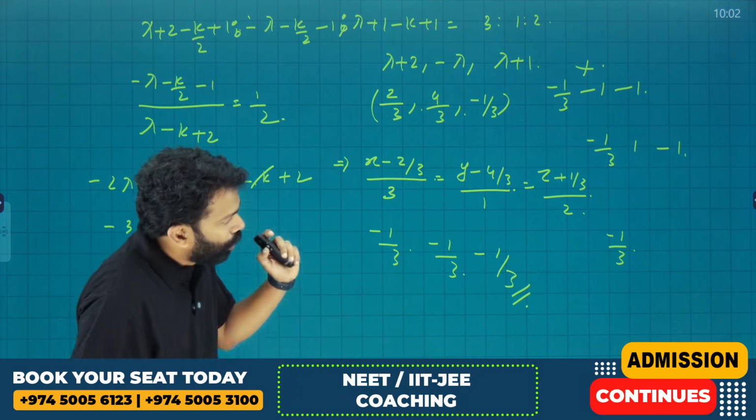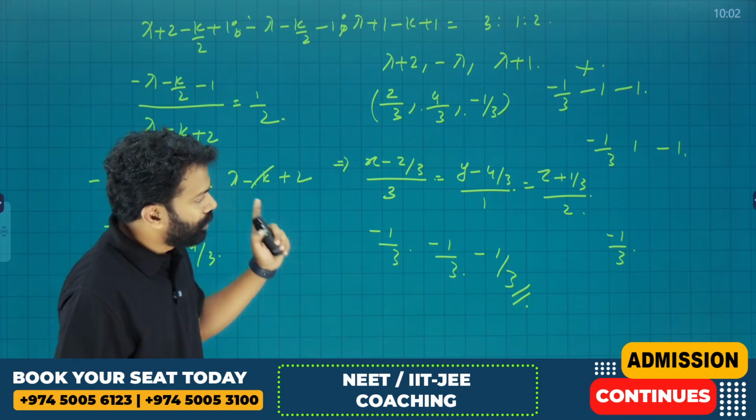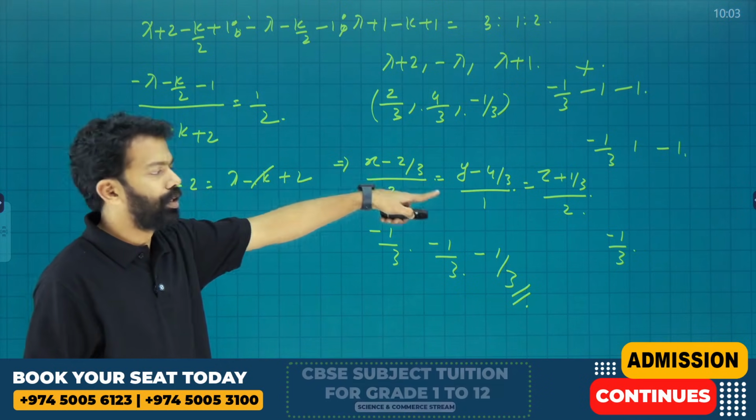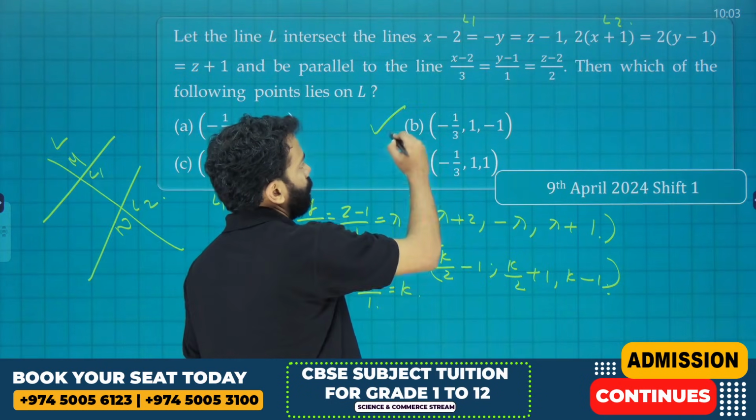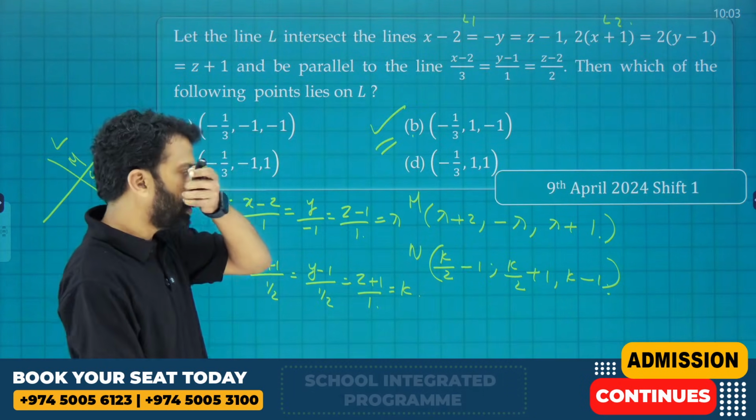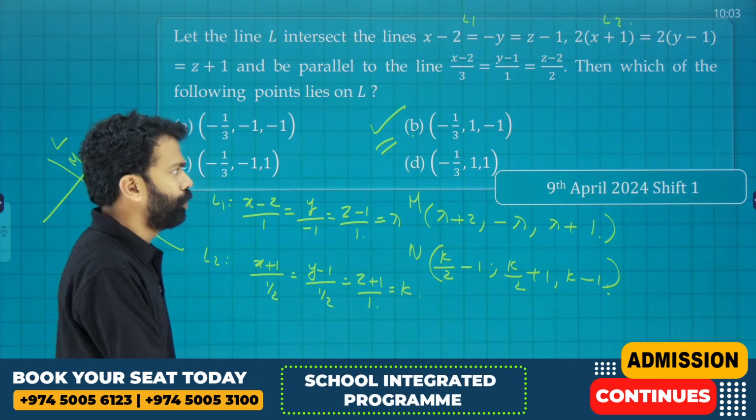So, the point on option B satisfies the equation of the line. Therefore, that point lies on the line. Therefore, the correct answer is what? Option B. Okay, that's all. Slightly lengthy question, but doable question.